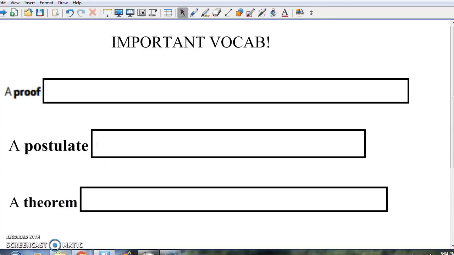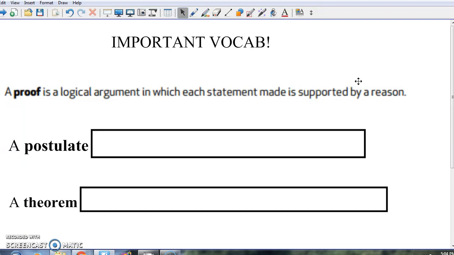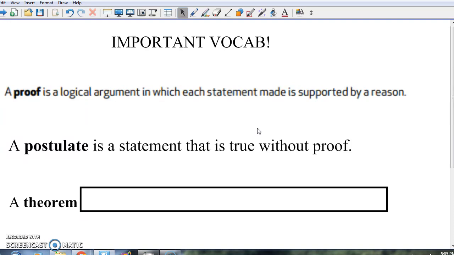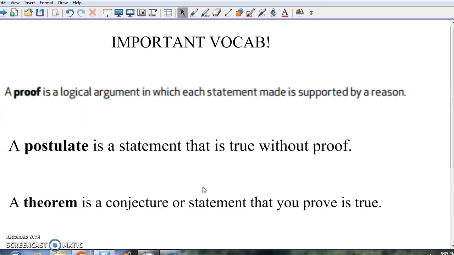So, the first thing we need to talk about is important vocab that we're going to see along the way. First is a proof. A proof is a logical argument in which each statement made is supported by a reason. A postulate is a statement that is true without proof. And a theorem is a conjecture or statement that you prove is true.